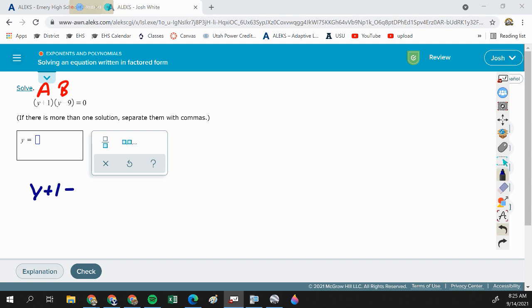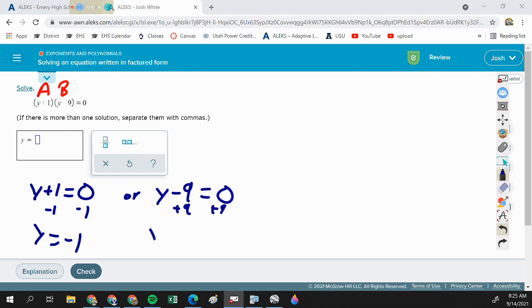Either y plus 1 is equal to 0, or y minus 9 is equal to 0. And then, of course, they could both be 0. How do we solve those? We just subtract 1, so y equals -1. Add 9, y equals 9. What does that mean?